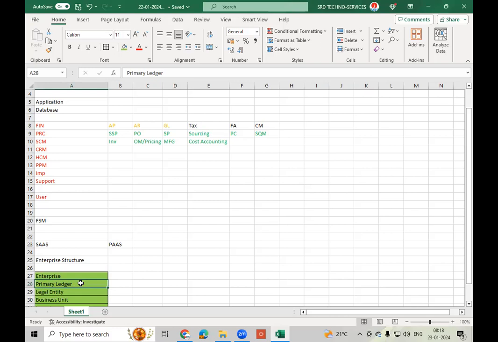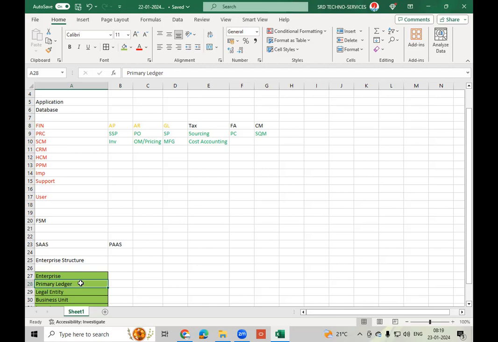Then only they will run the trial balances in each and every account. What is the credit balance? What is the debit balance? So this is a high-level understanding. Suppose you are from a non-commerce background. Anyway, definitely you cannot understand this.